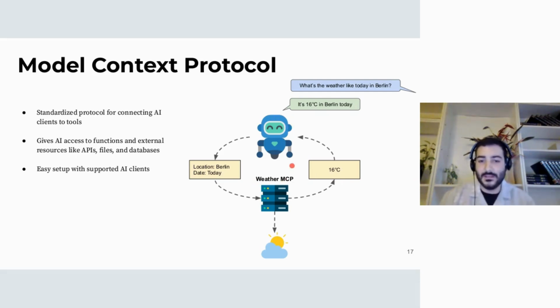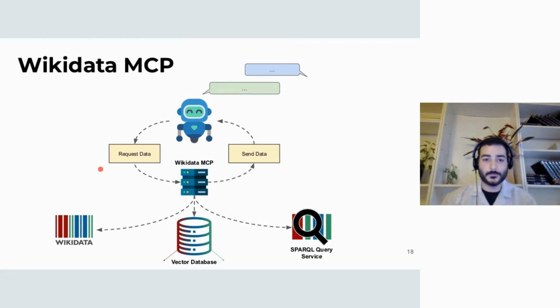Here's a quick example of how it works. We have a weather MCP that has a tool to provide the temperature, let's say, and the AI model makes a call to the tool with some parameters, and the tool provides the AI model with the expected response. In the case of the Wikidata MCP, the MCP creates a connection between the AI model and Wikidata directly: to the vector database and to the SPARQL query service.